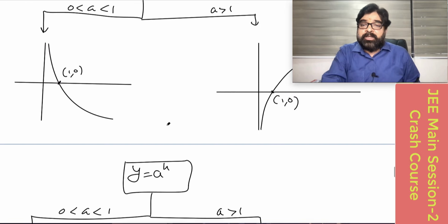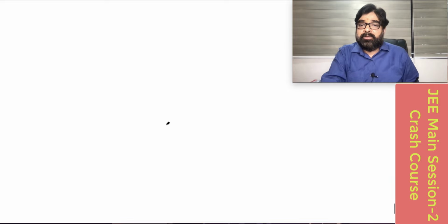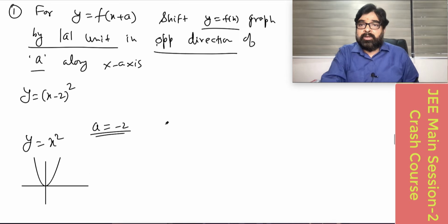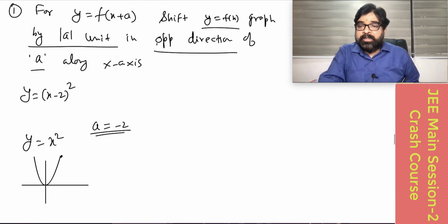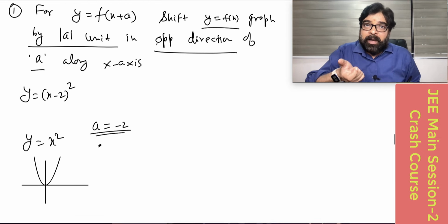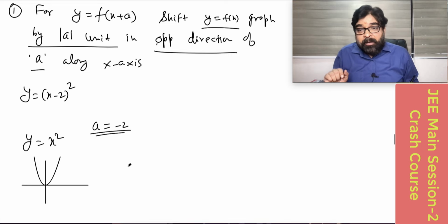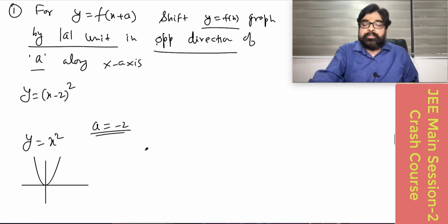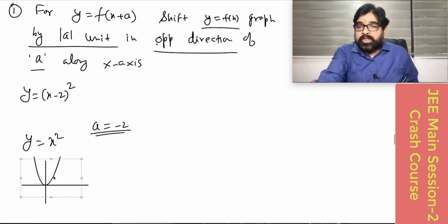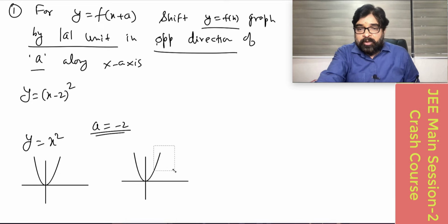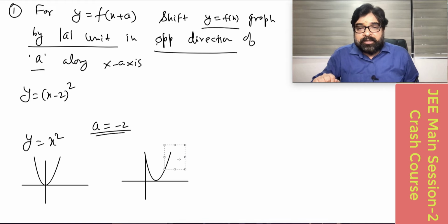So we have to shift this graph by mod of a, meaning mod of minus 2, meaning 2 units in the opposite direction. Since a is negative, we will displace in the positive direction, by 2 units. Very simple. Nothing different. So this graph, I'm just copy pasting, and what I will do is shift it 2 units to the right side like this. Finish. Question over.